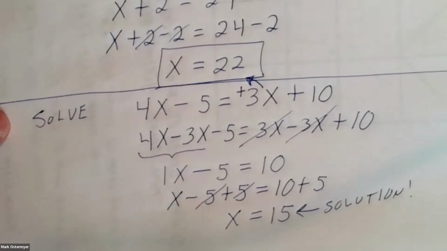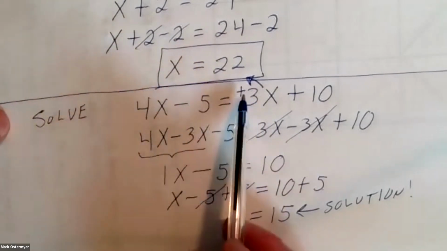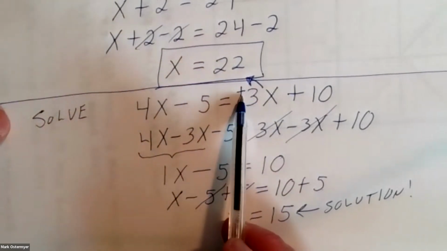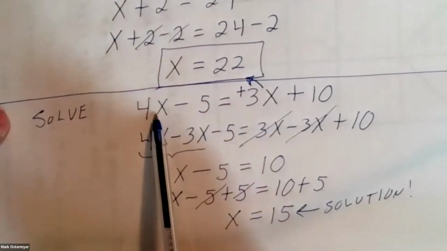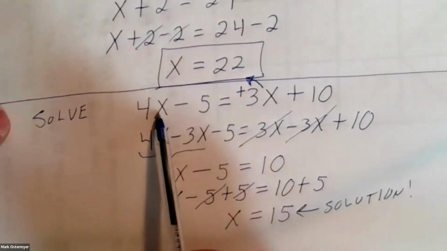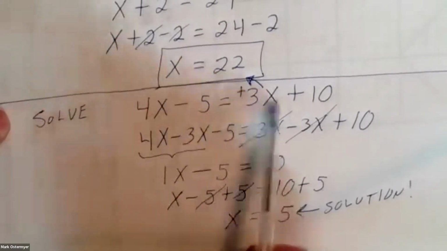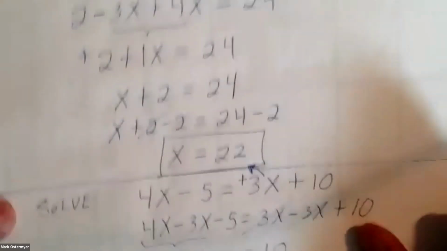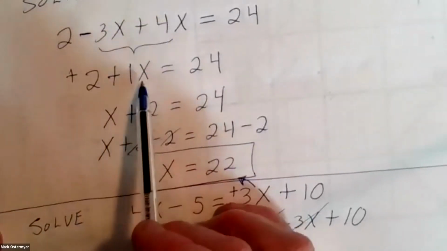Everybody understand what just happened there? I moved the 3x over to the left side by subtracting it from both sides so it could get combined with this like term of 4x. You can't combine 4x and 3x from the beginning and call it 7x. Can't do it because these are on opposite sides of the equation. Here we can combine these x's because they're on the same side of the equation. That's why we did combine them.